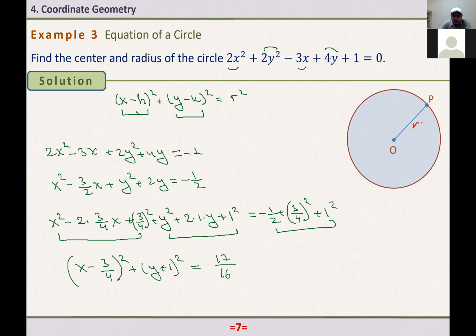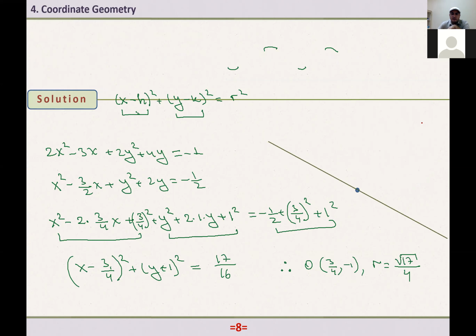And now we can write the coordinates of the center of the circle. It is 3 over 4 and minus 1. And how about the radius? The radius is square root of 17 over 4. Okay? That makes more sense. Good. Then let's move to the next question, because later you will also solve this here.